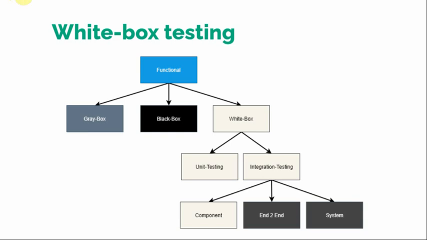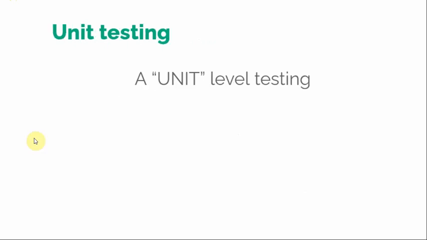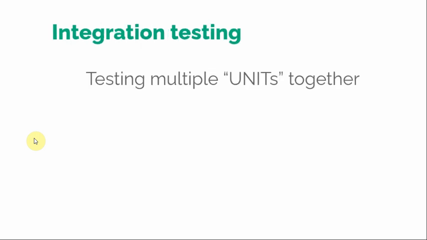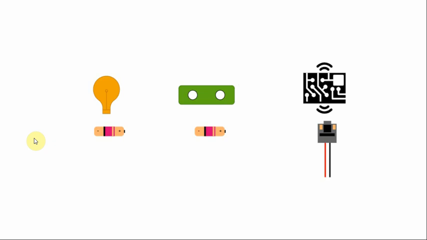So white box testing is subdivided into unit test and integration test. Unit test is basically testing at a very low level, or at a unit level. It could be a method or a function which is tested in isolation, whereas integration test is testing multiple units together. So let's look at this with an example.